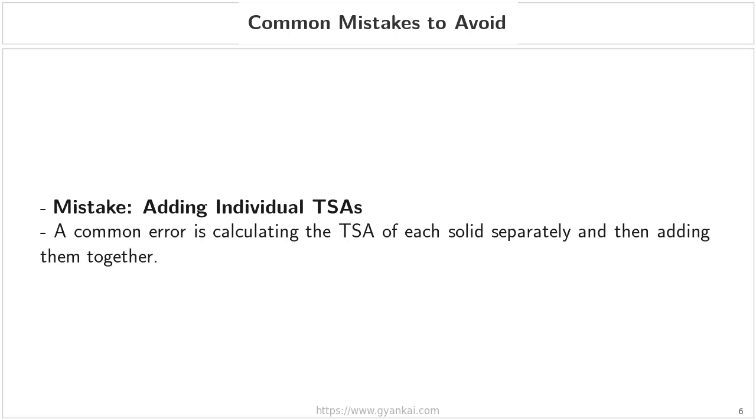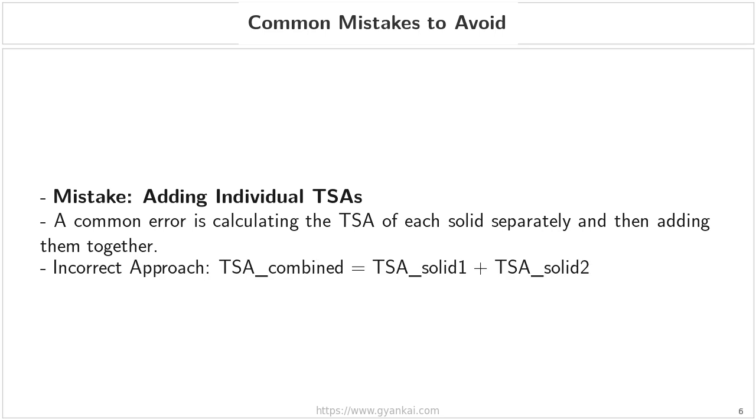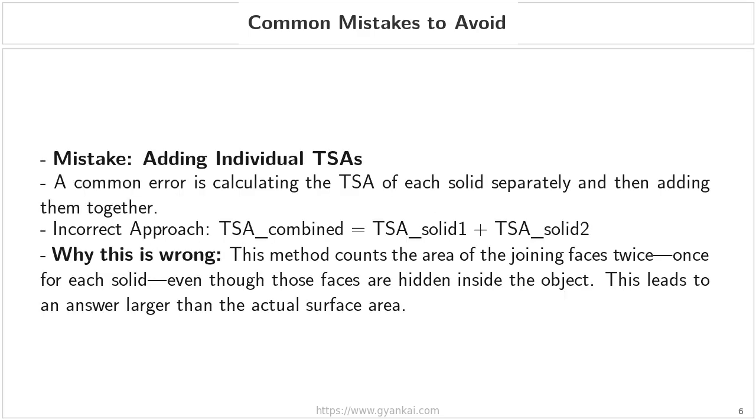It is incredibly tempting, when you see a complex shape, to simply calculate the total surface area of the first solid, then calculate the total surface area of the second solid, and add those two results together. You might be tempted to write down an equation like total surface area of the combined object equals total surface area of solid 1 plus total surface area of solid 2. As we discussed in our previous slides regarding hidden surfaces, this approach is mathematically incorrect.